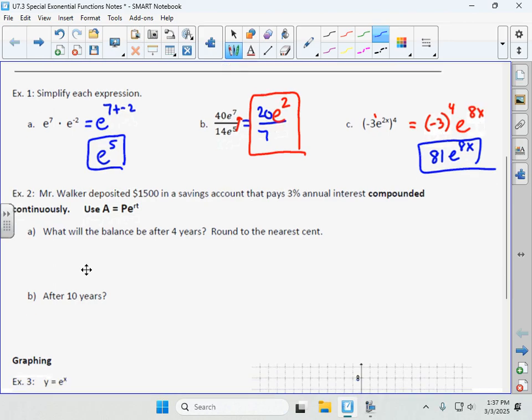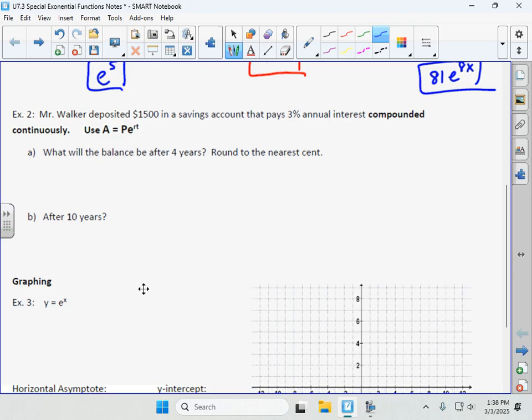Example 2. Here's a word problem. Mr. Walker deposited $1,500 in a savings account that pays 3% annual interest compounded continuously. We're going to use the formula A equals P times e to the rt. What will the balance be after 4 years? Depositing $1,500 is our P value. The interest rate is 3%, so r is 0.03. It's compounded continuously. In question a, it asks for the balance after 4 years. 4 years is time, that's t.